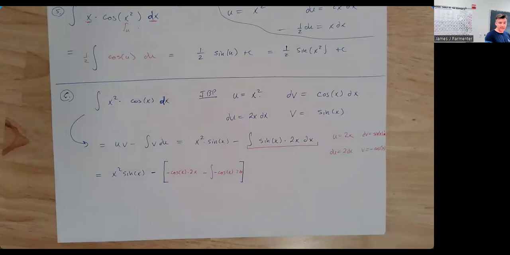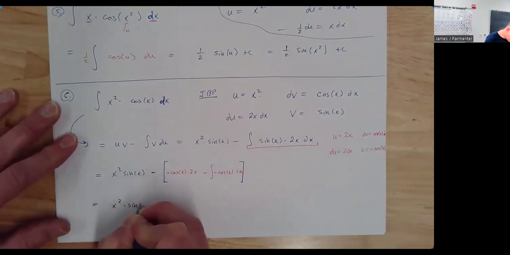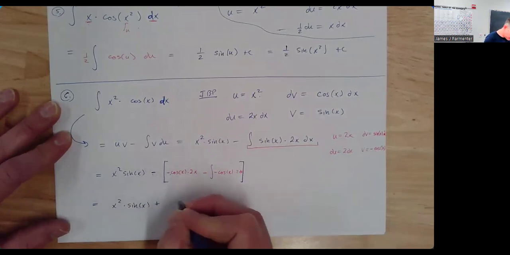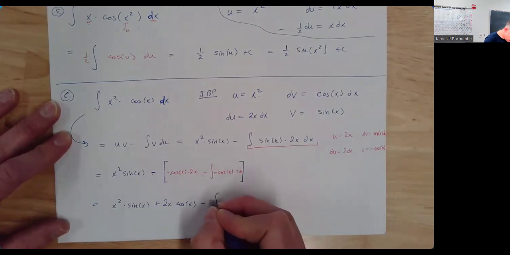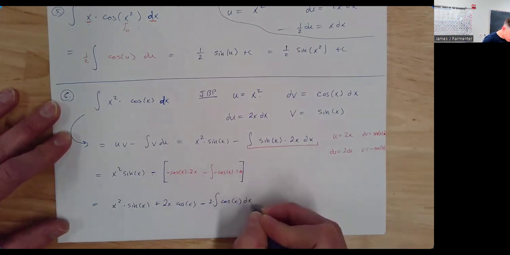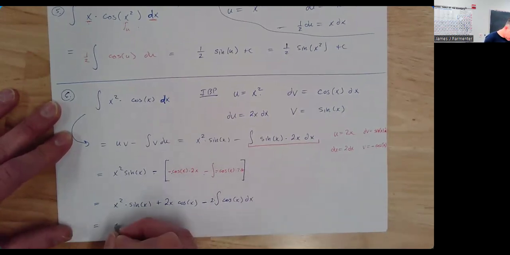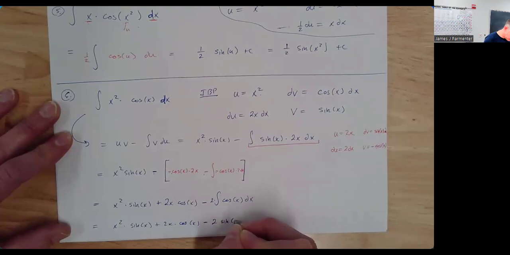And now I've gotten to a place where I can actually integrate the thing that's in my integral. Let's do a little bit of rewriting. I'm going to write this as x squared times sine of x. Minus a minus is plus 2x times cosine of x. And then minus a minus is minus the integral, let's put the 2 out in front, minus 2 times the integral of cosine of x dx. And finally, we end up with x squared times sine of x plus 2x times cosine of x. And the antiderivative of cosine is positive sine, so we get minus 2 times sine of x plus c.